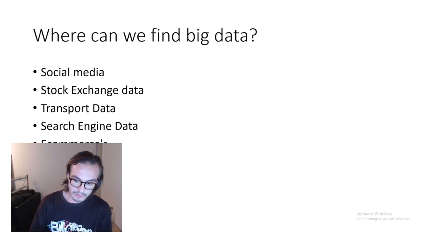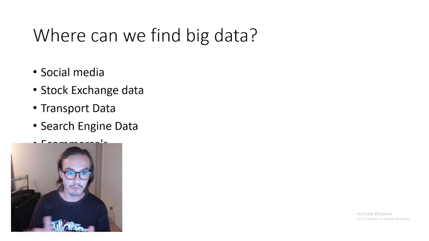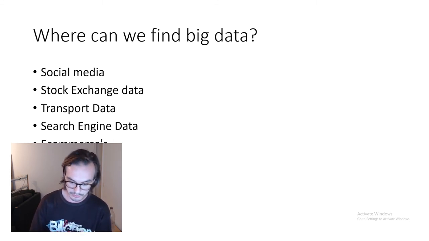A third one, maybe we have some transport data. Maybe in the US there is a transportation system that monitors all the cars. Maybe there are sensors on the cars that continuously send information. And because it's in the US, there are a lot of cars.